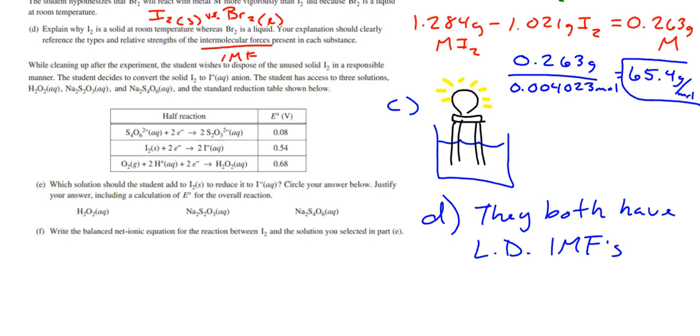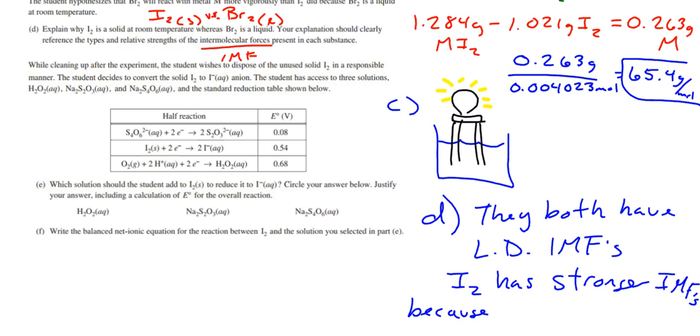So what does being strong or weak have to do with LDs? It's the size of the electron cloud, or of the atom, or whatever you want. If you can remember the cloud, that's a little bit better. So you just look at them, that I2 has stronger IMFs. Because, what? We actually haven't said it yet. It has a larger electron cloud.